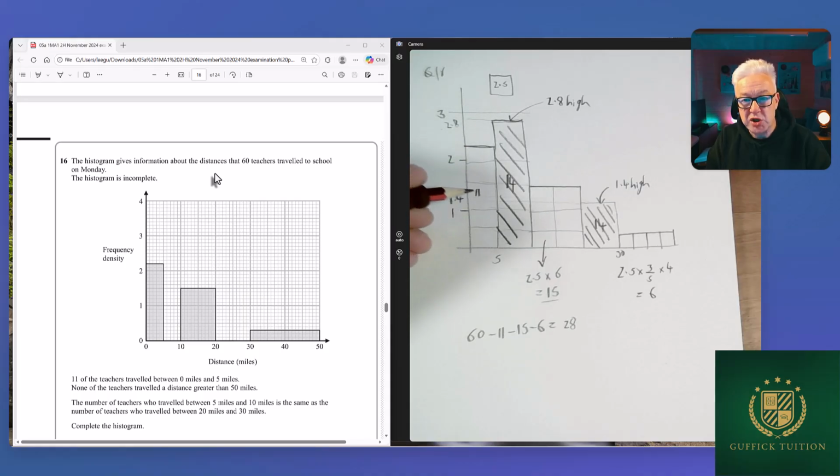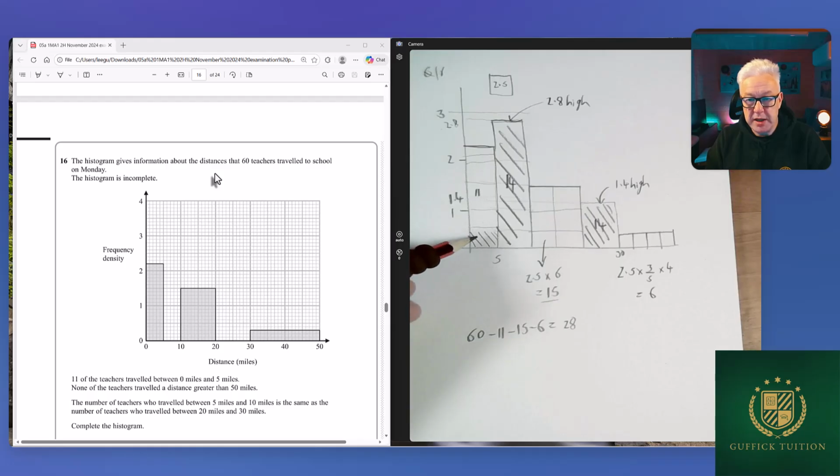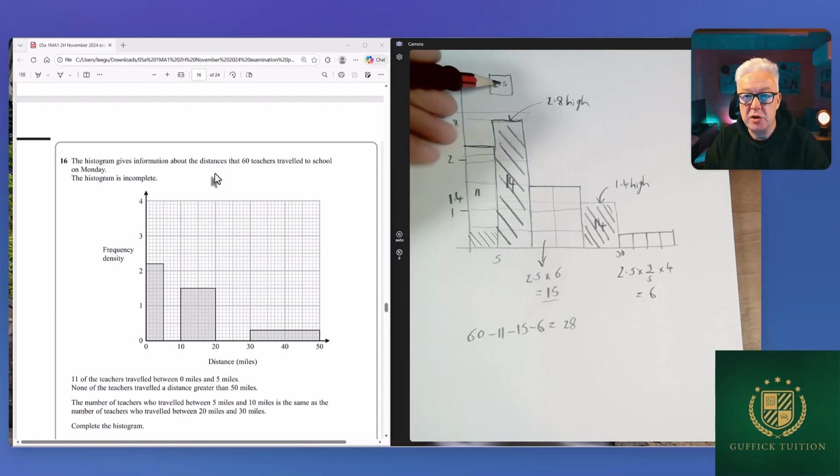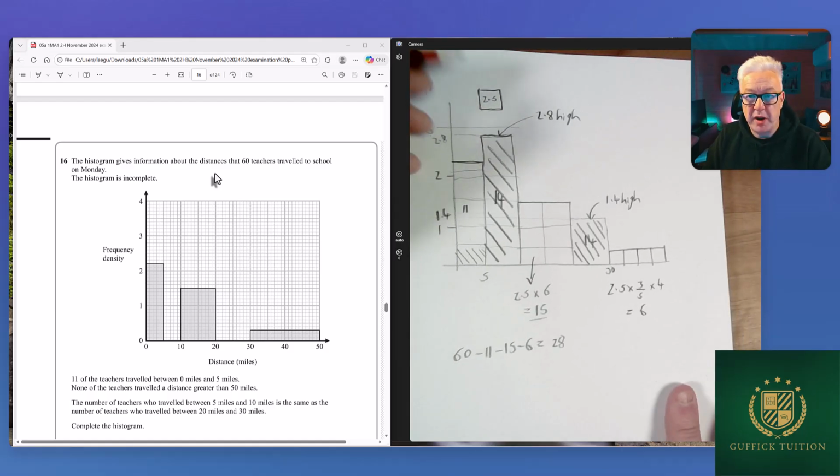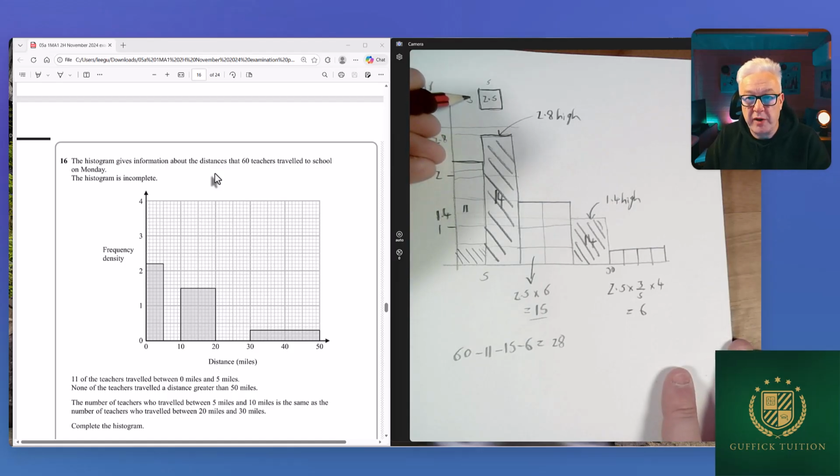So the first way into this question is this first block here that we're given on the left. The question tells us that it represents 11. Now, in its simplest sense, what I did is I looked and saw how many of these blocks we've got. And we've got 1, 2, 3, 4, and a little bit of one of those blocks. So I realized that each one of these blocks must stand for 2.5. So each 5 by 5 square stands for 2.5 teachers.